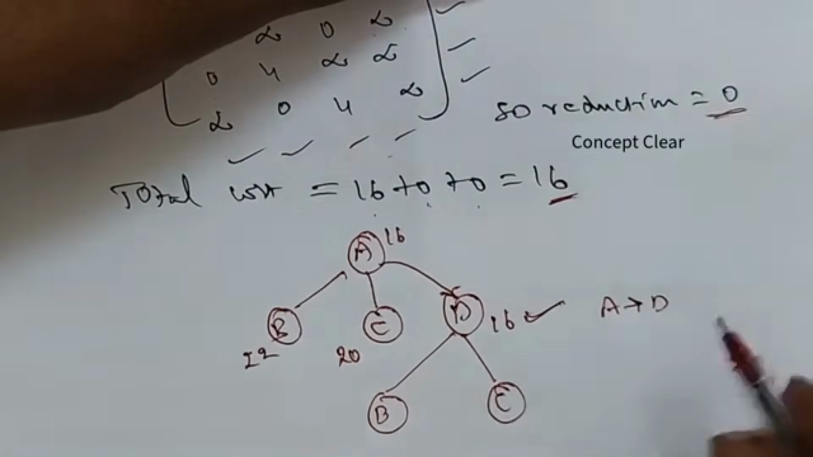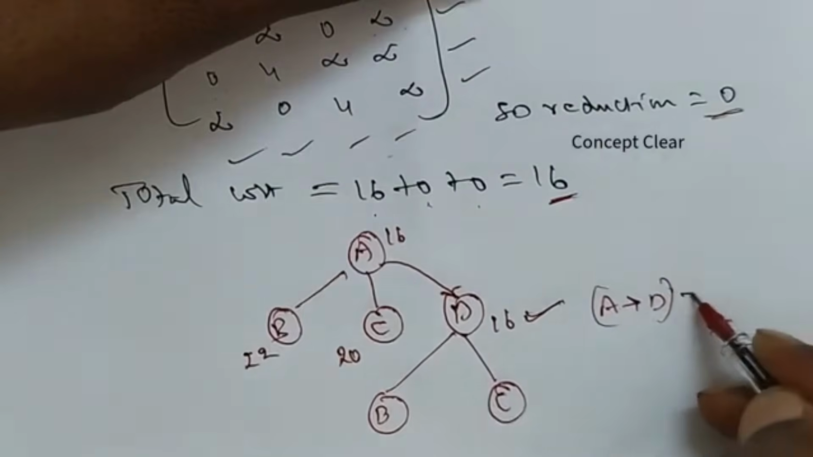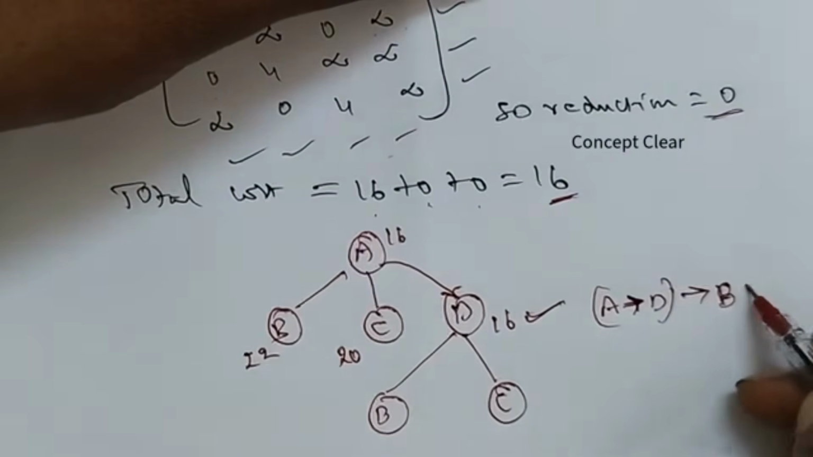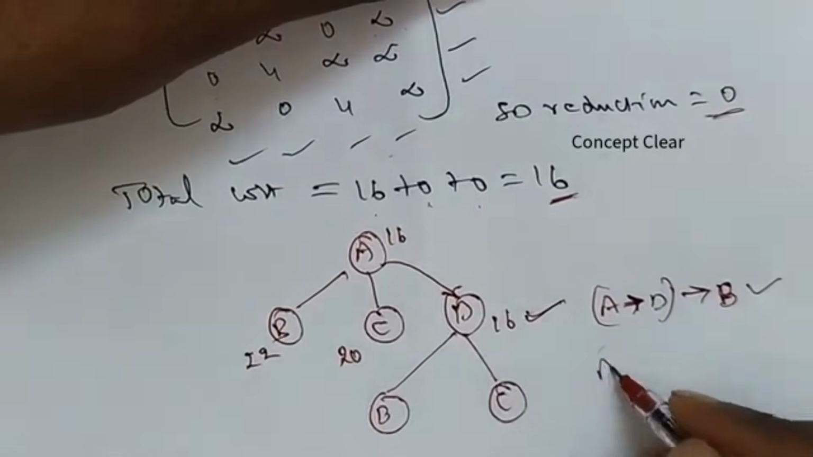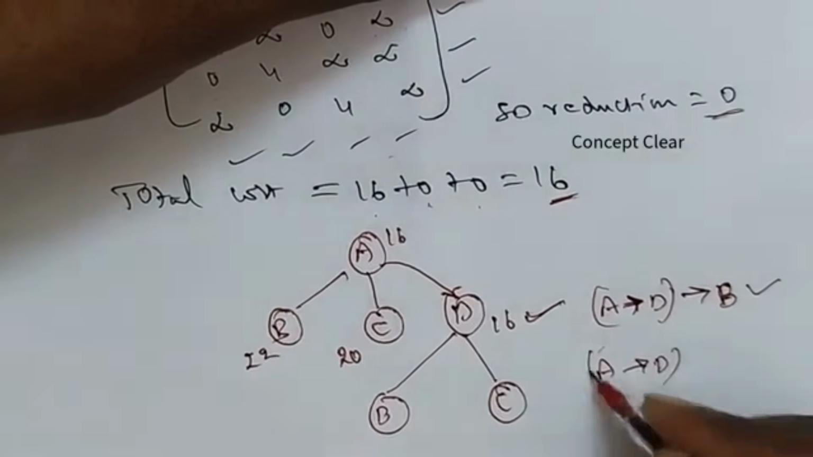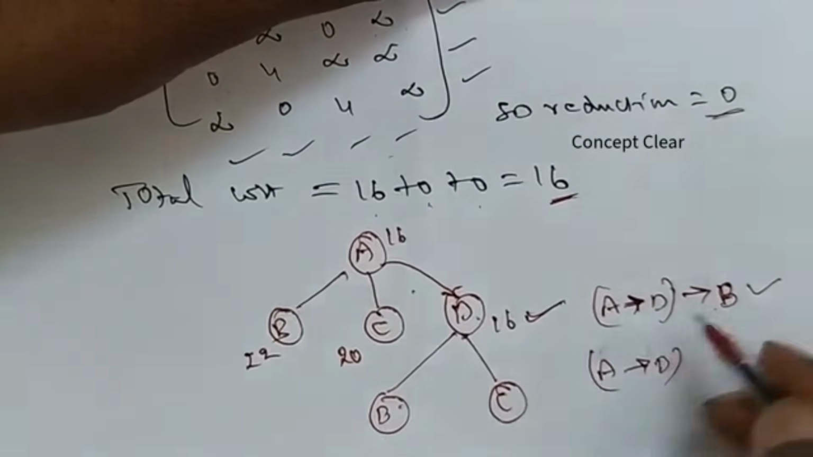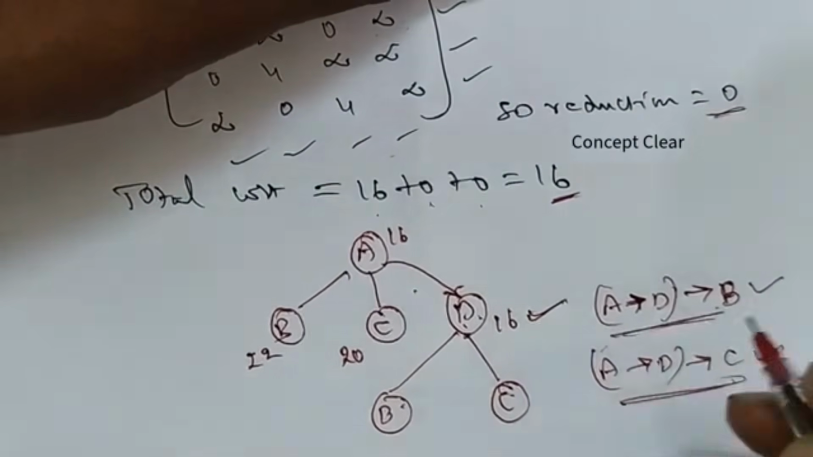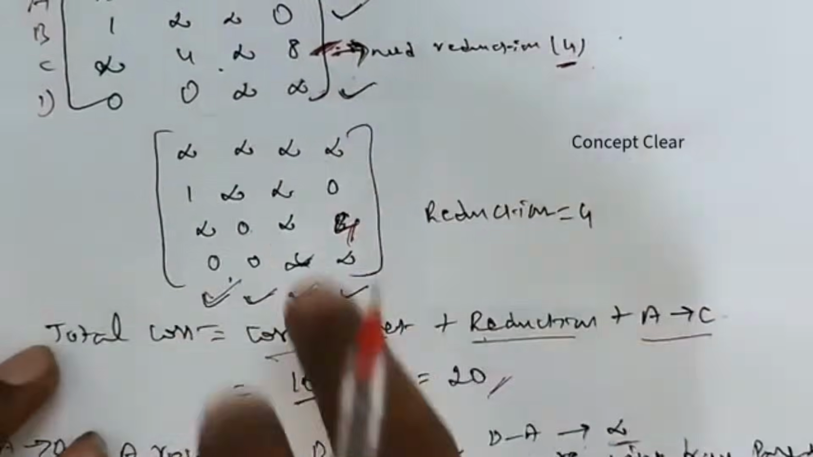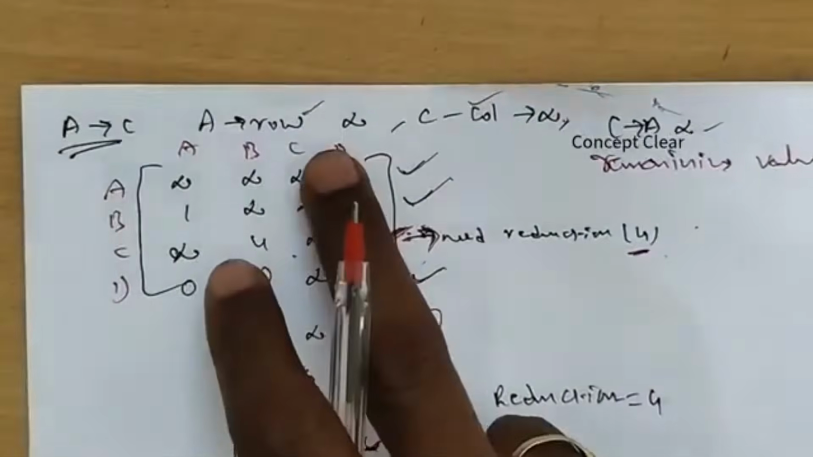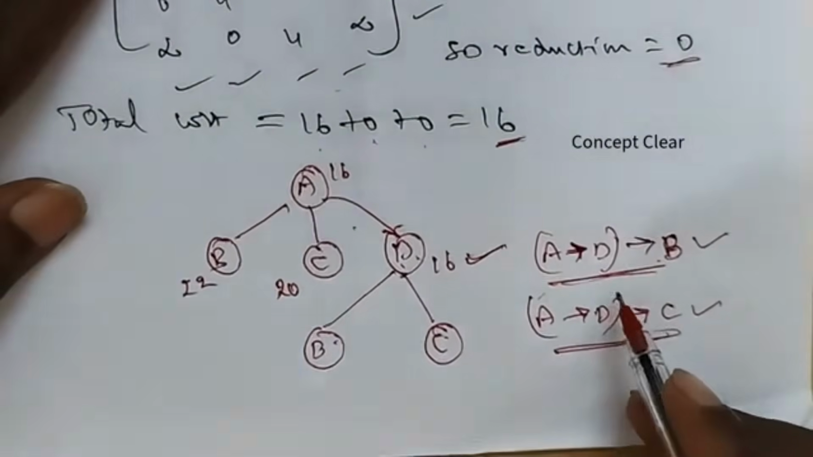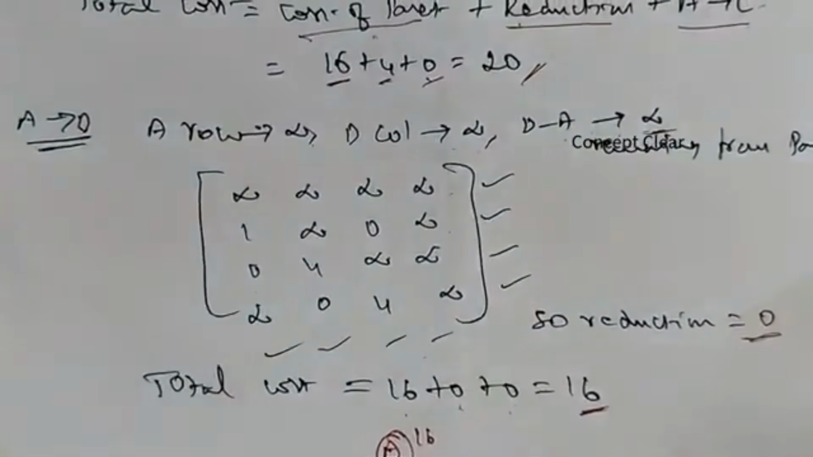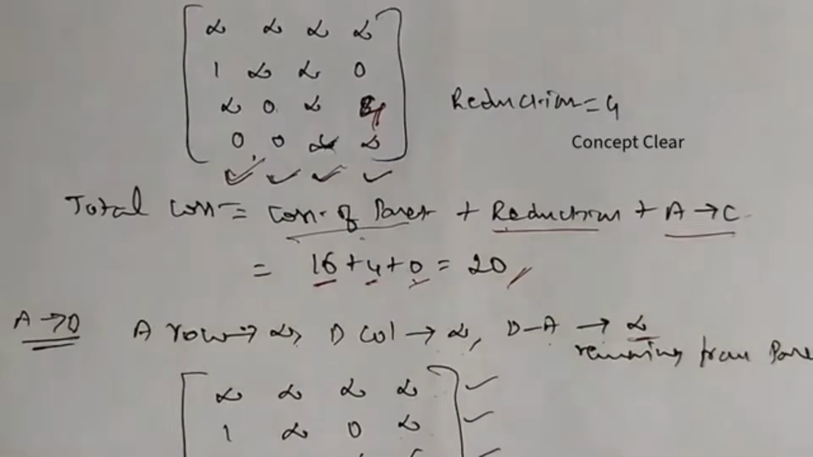And what about B? That is A to D to B, and A to D to C. These two equations we have to find out again with these methods, same as A to C. Like that we have to find out A to D to B and A to D to C. For the time being, I am doing it offline.